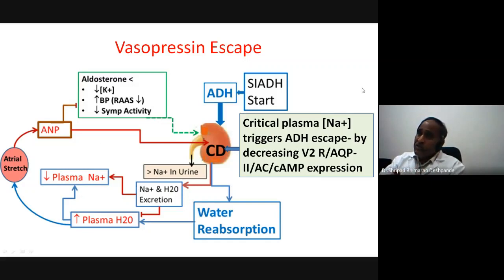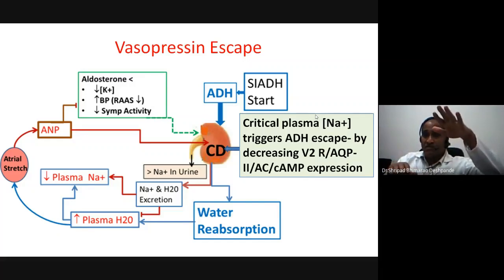Now, when the plasma sodium level reaches a critical point, suddenly there is a conflict between two regulatory homeostatic mechanisms. One is water balance, water homeostasis, and the other is sodium homeostasis. Now, the collecting ducts have to balance between these two. What happens? Suddenly the sodium balance becomes more important for the survival of the individual. The water balance is less important, so the sodium balance takes over.